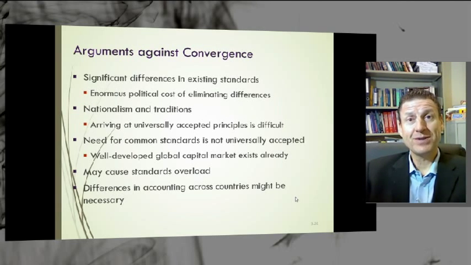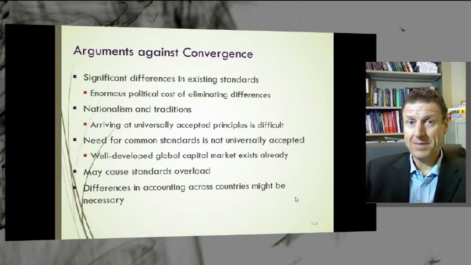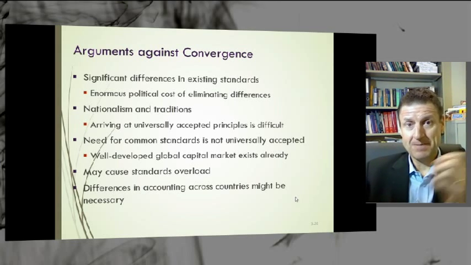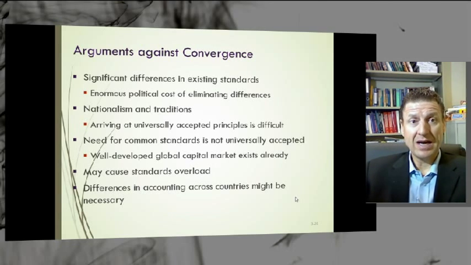What about arguments against convergence? Well, it's going to be expensive. There are differences out there, different bodies that want different things. We know that. What is listed here? There are significant differences in the existing accounting standards. So there's going to be enormous political costs of eliminating these differences. How do you get state law country regimes to agree with code law country regimes? Nationalism and traditions. Arriving at universally accepted principles is very difficult. But as we learn in this unit, IFRS is really principle based. And so we are going down that road of trying to have everyone agree on the various principles of accounting.